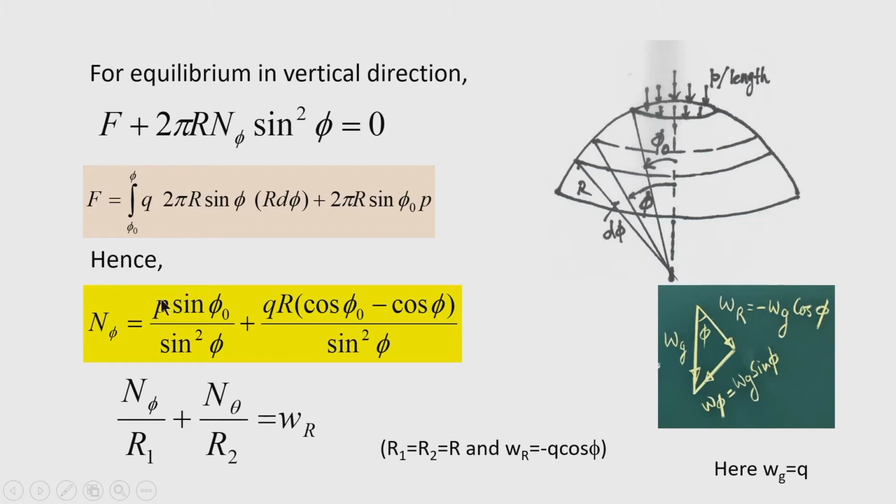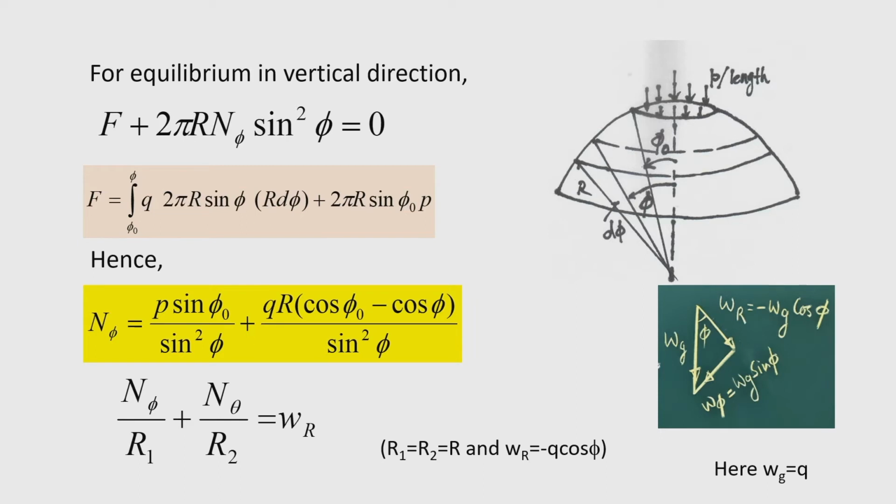Okay. This is by simple consideration of the physical meaning of the integral, without integration of this expression to find n phi. So, now use the third equation of equilibrium, that is the equilibrium condition along the normal direction. That is given by n phi by r 1 plus n theta by r 2 equal to W r. W r is the component of the load in the radial direction, or direction along the normal to the tangent at the meridian.